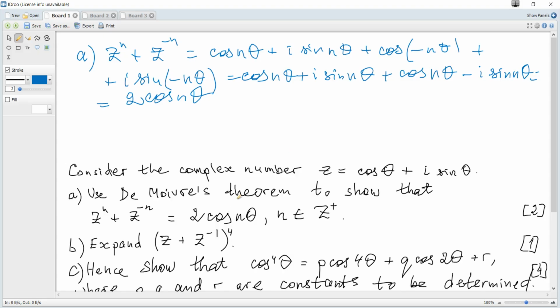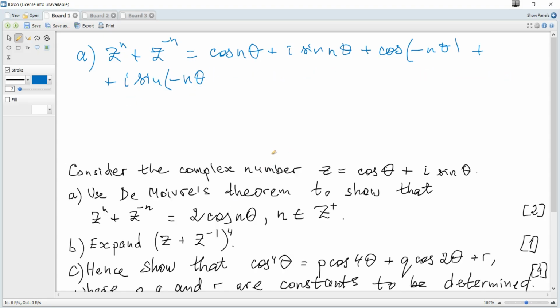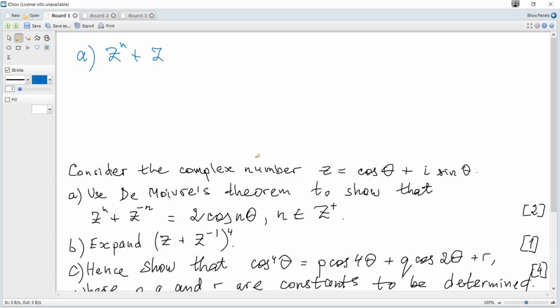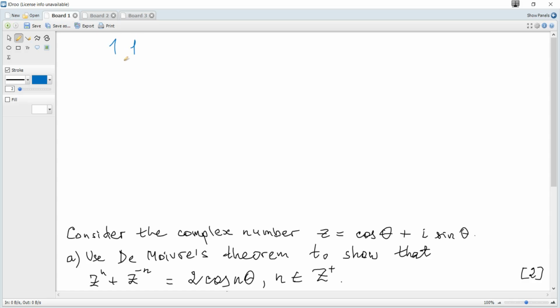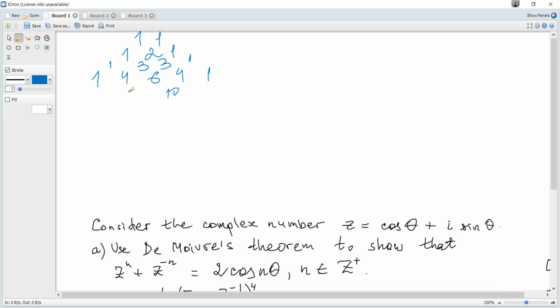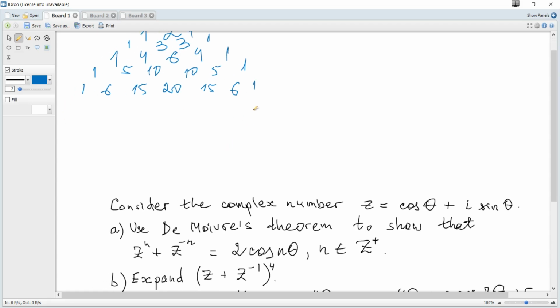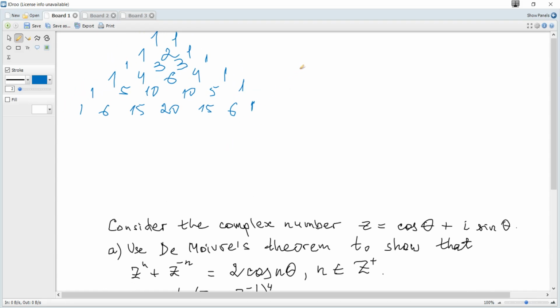And we can see that the sine terms cancel, so we get 2 times cosine of n theta, as required. Question B: expand (z plus z to negative 1) to the power of 4. Let's write Pascal's triangle first. It looks like this: 1; 1 1; 1 2 1; 1 3 3 1; 1 4 6 4 1; 1 5 10 10 5 1; 1 6 15 20 15 6 1. We need the rows for the power of 4 and the power of 6.